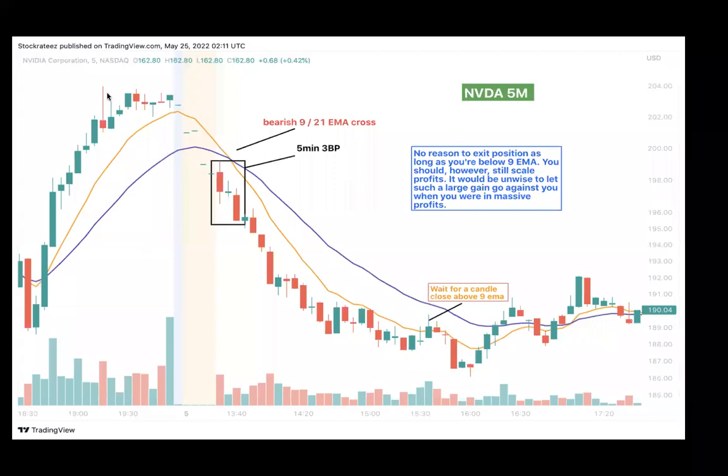All right, so we've got NVIDIA 5-minute chart. This is an example from the 3-bar play lecture, but it actually works because the 3-bar play a lot of the time is an ORB. So an ORB can be a 3-bar play. A 3-bar play isn't necessarily an ORB, but they work extremely similar. You want a gap below the previous day close.